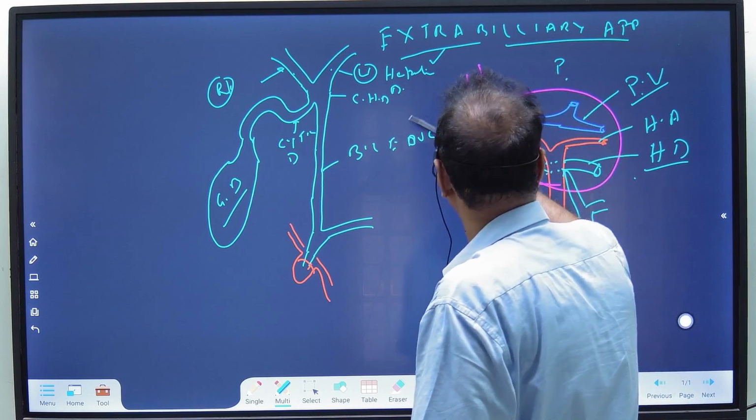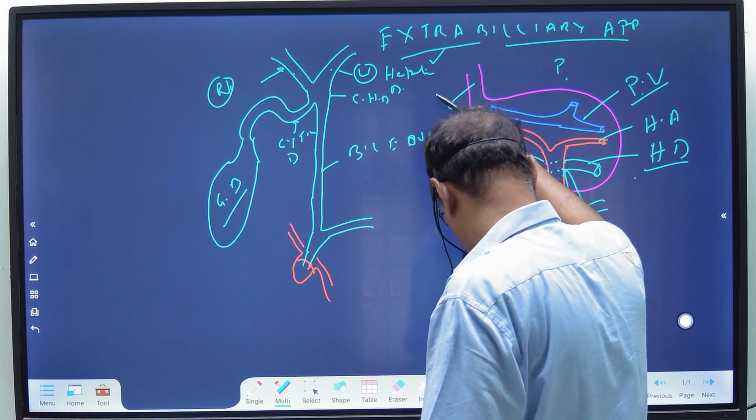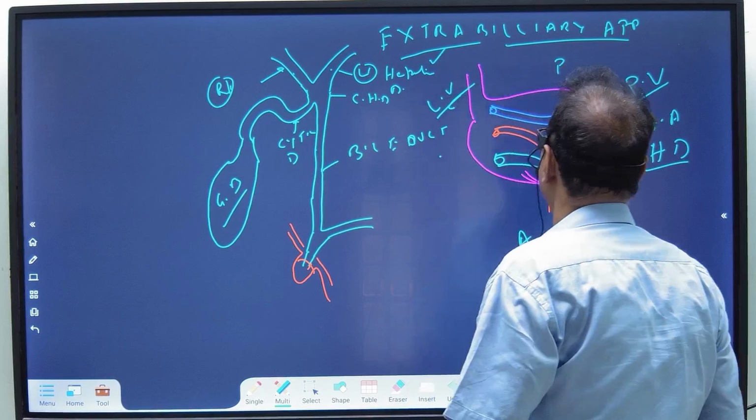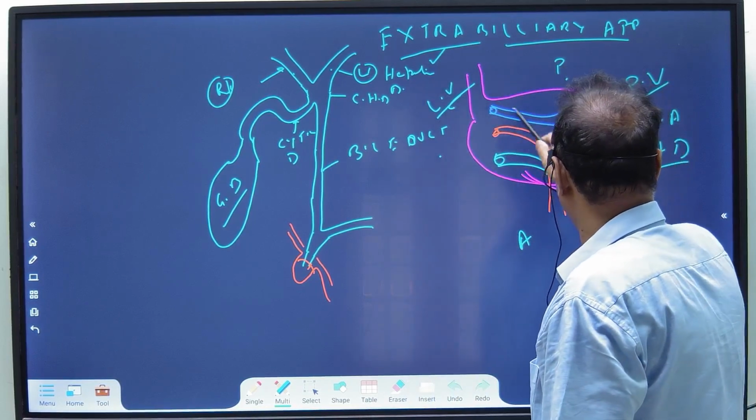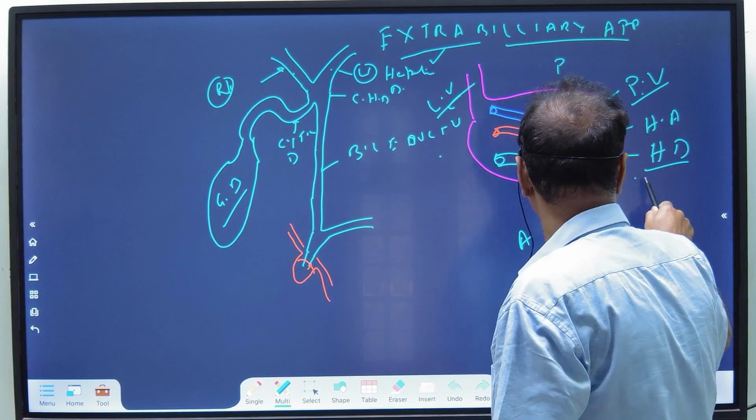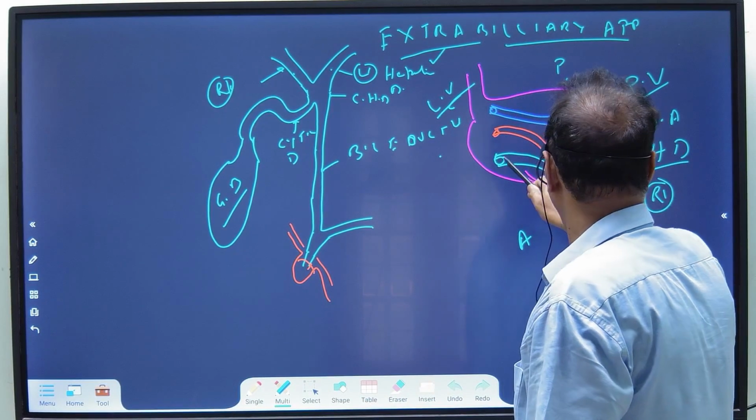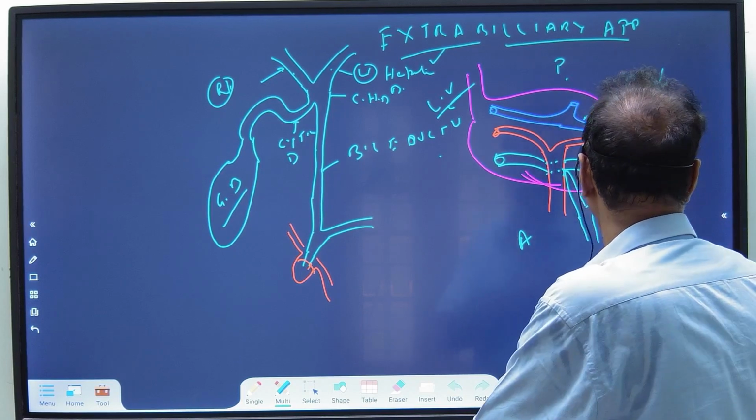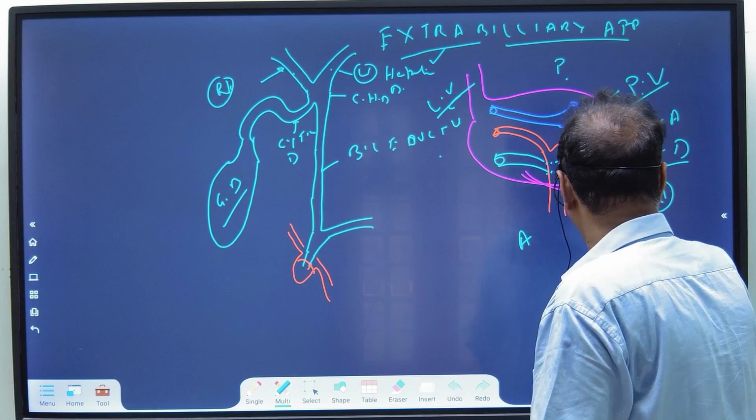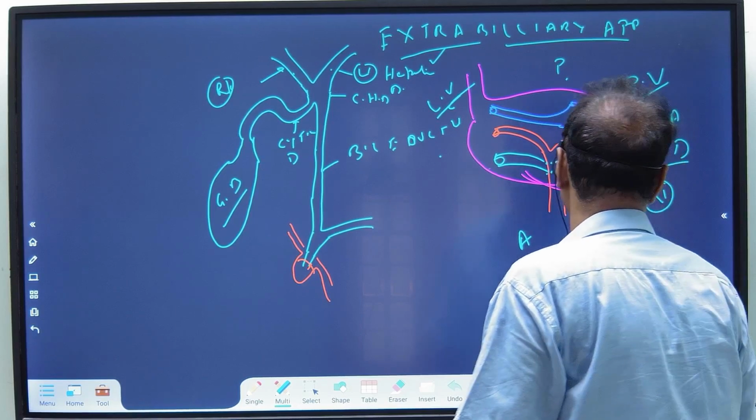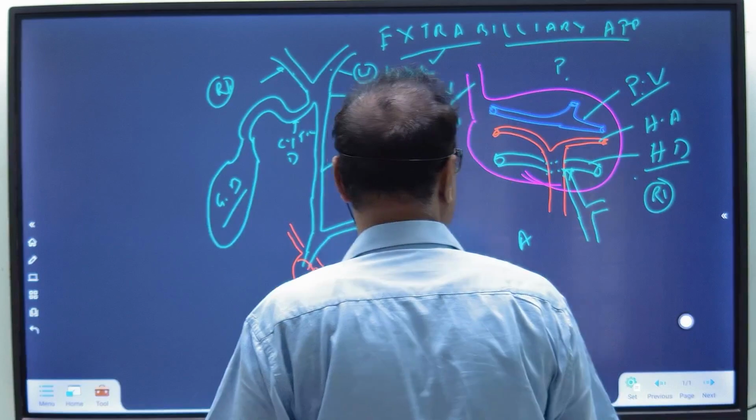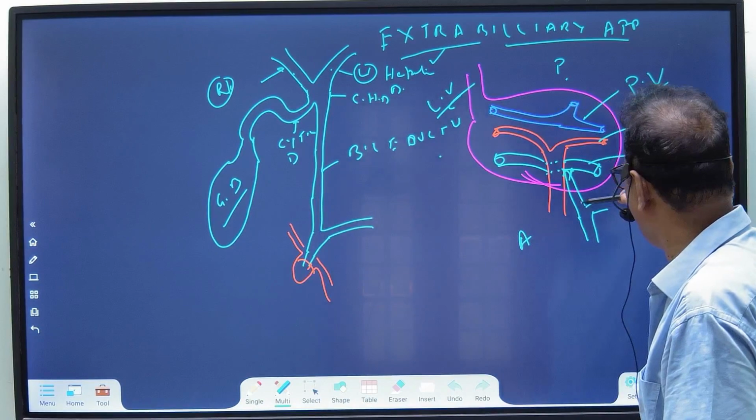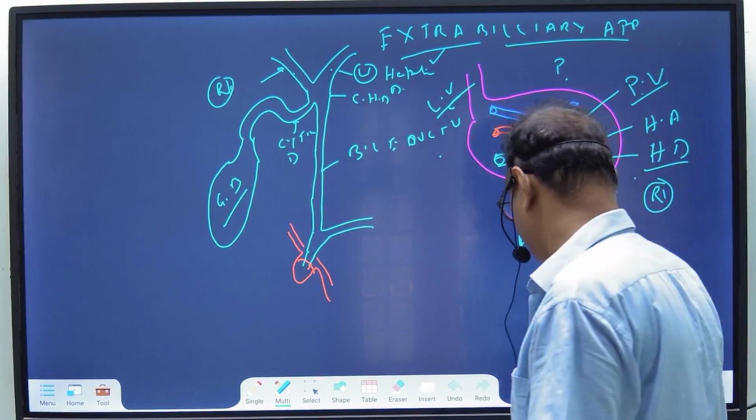This is the ligamentum venosum. So this one is the left side, and this is right side. From before backward we have got the portal vein, then the hepatic artery, and then the hepatic duct, and these join together to form the common bile duct, which is in the right margin. You can see over here, this is the right margin, this is the left margin. So in the right margin we have got the common bile duct.